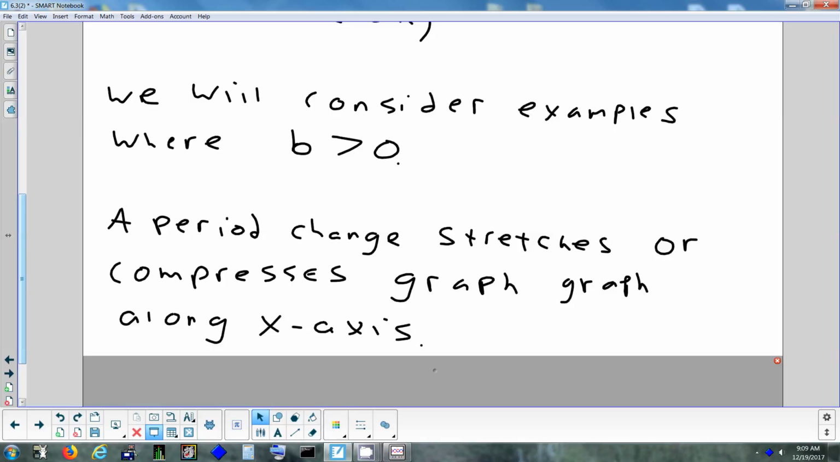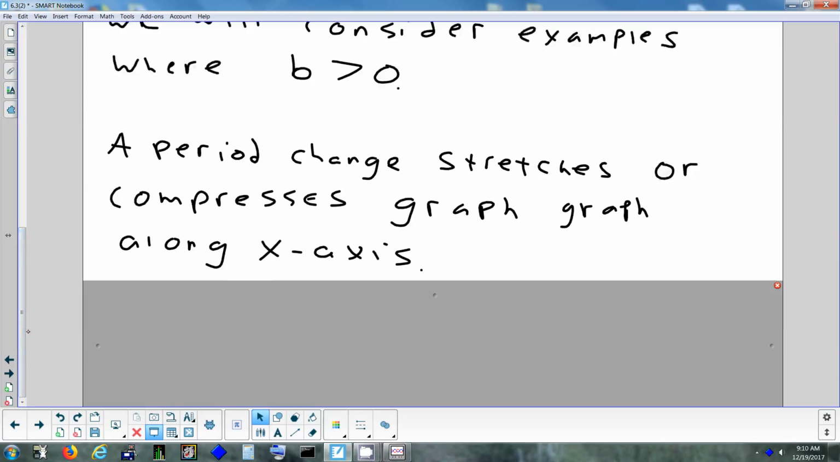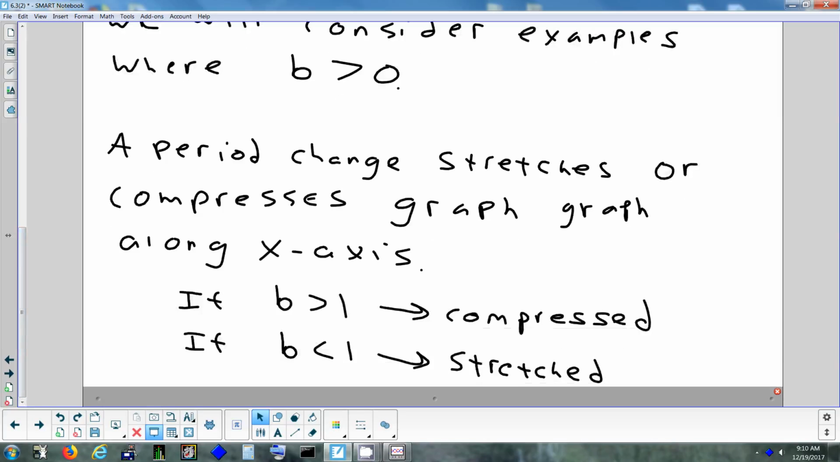Sean? Stretch when it's less than 1 but greater than 0, and compress when it's greater than 1. Yeah, it's the opposite of what you would expect. You might think, oh, a bigger number stretches it bigger. Nope, not with the horizontal, it's the reverse. The bigger the number for B, the smaller, more compressed it gets.